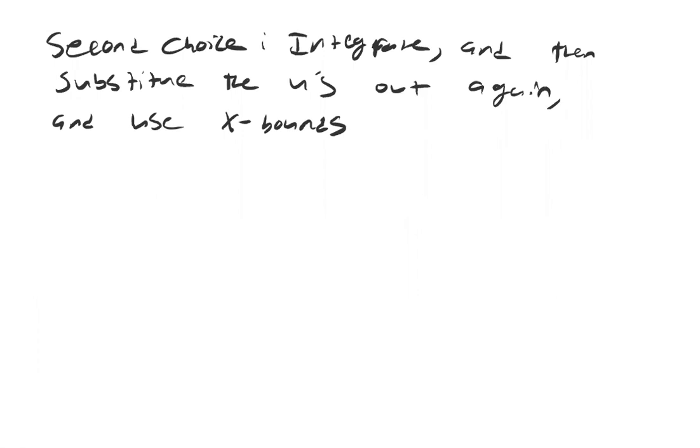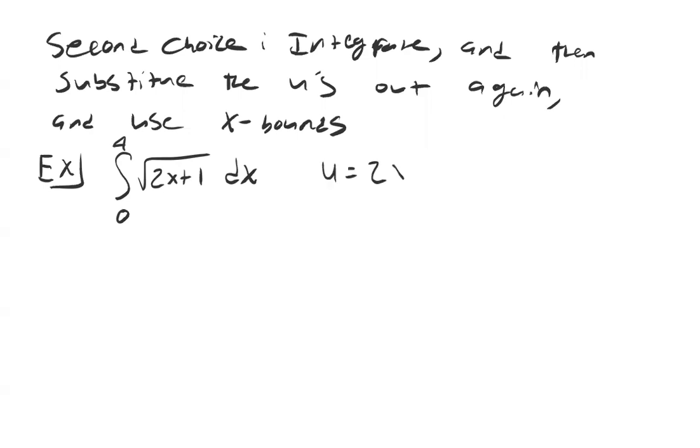So let me pull one up here. Okay. So we have the integral from 0 to 4, square root of 2x plus 1 dx. So again, this is a u substitution. You can see that there's only really one thing to pick here for the inside function. u is equal to 2x plus 1. du is then 2 dx. So that gives me dx is 1/2 du.